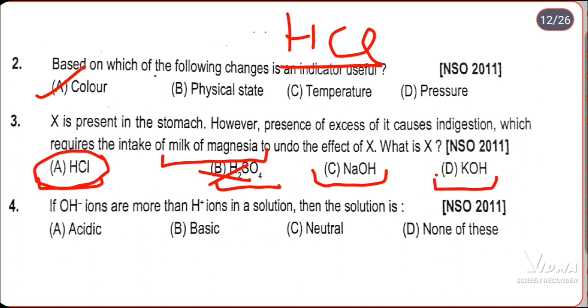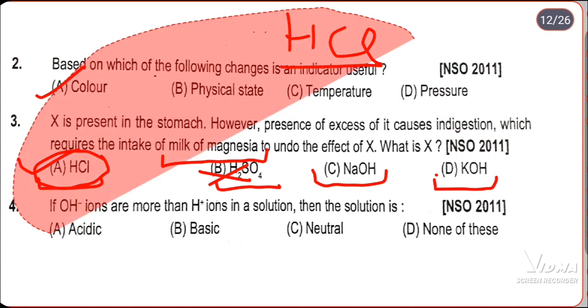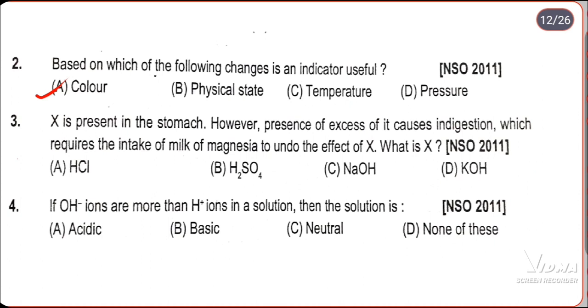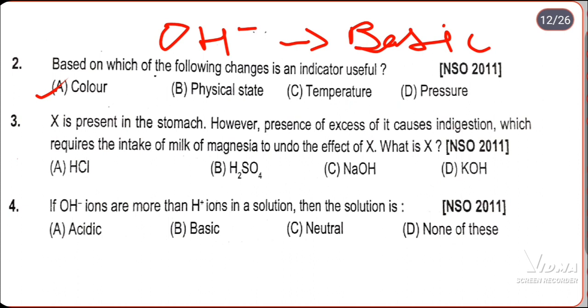So X equals HCl, because HCl is present in our stomach and excess of it may cause indigestion. So the correct answer is option number A. Next, if OH negative ions are more than H positive ions in a solution, then the solution is. So in this, if there are more OH negative ions, the solution is basic, and if there are more H positive ions, it is acidic, right?